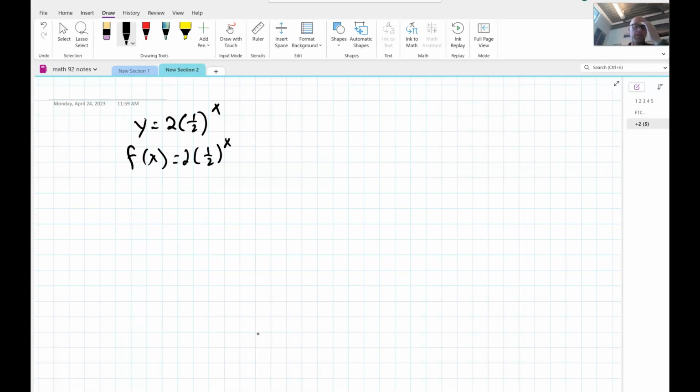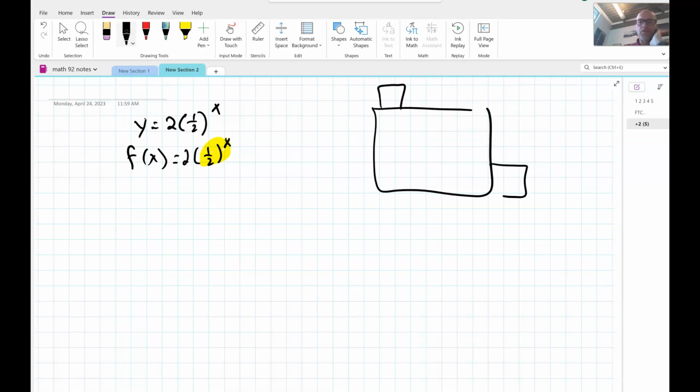Remember, for order of operations, you would do the power first, or the exponent first, so that means you would take care of this action first. Then when you're done, you'd multiply by 2. So if we were to draw a little function machine, this says the first thing is to put 1/2 as the base, and the number goes right there. And then the second thing is to multiply by 2. So that's what happens.